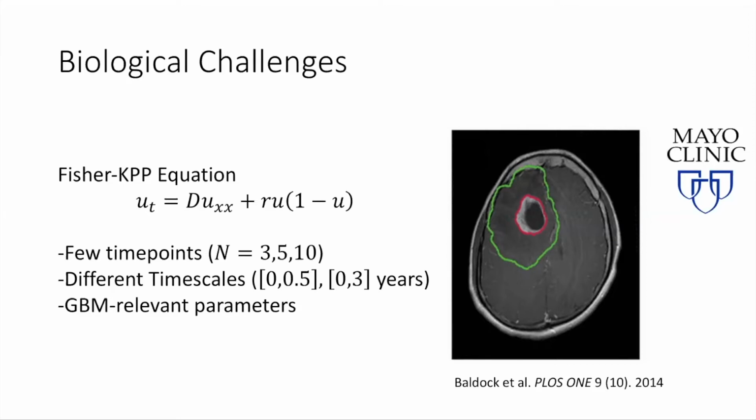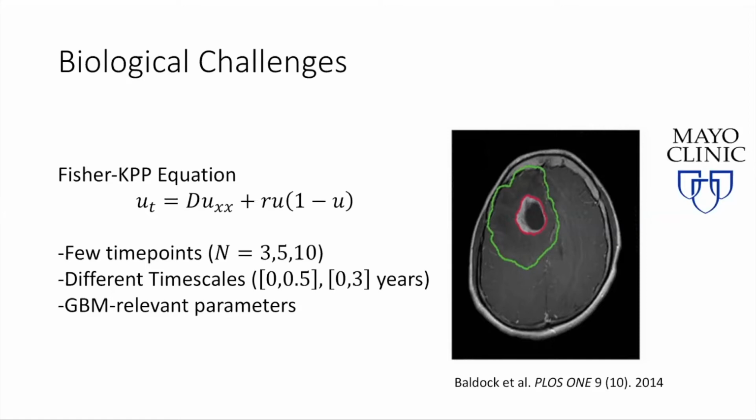In particular, we're going to focus on the Fisher-KPP equation, which models the spread and proliferation of a population over time. And we're choosing this equation because of its wide use in the mathematical biology literature, not just in glioblastoma progression, but also in ecology and wound healing.